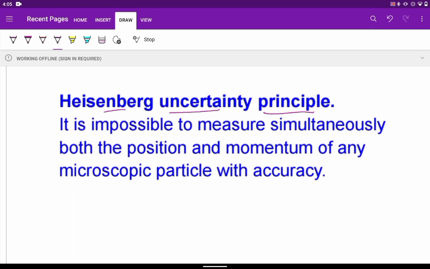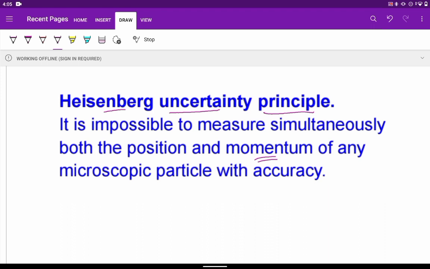Next we will see the Heisenberg uncertainty principle. It states that it is impossible to measure simultaneously both the position and momentum of any microscopic particle with accuracy. It means that when you are measuring the position, if the position is correctly measured, the momentum we cannot measure exactly. There will be some error in the measurement.